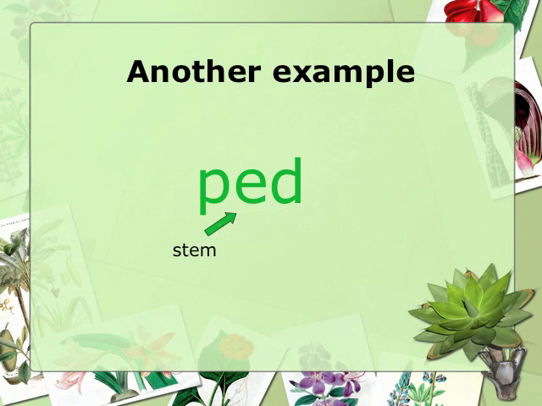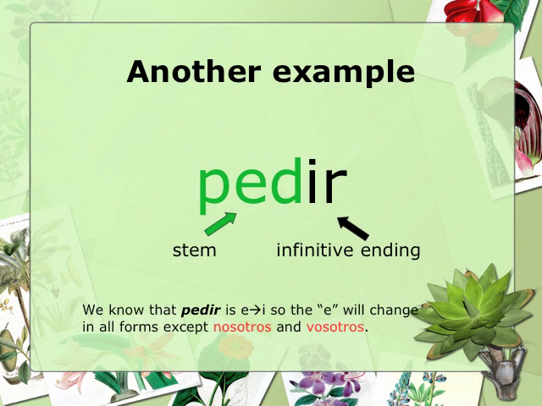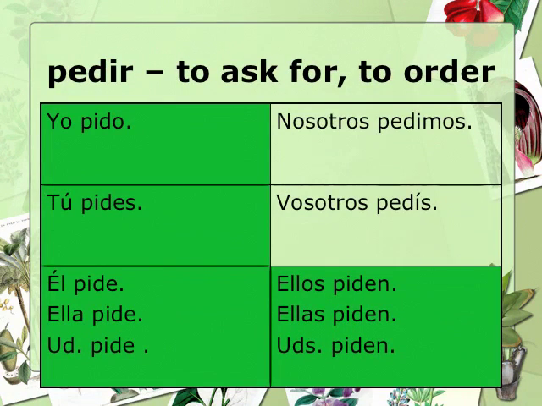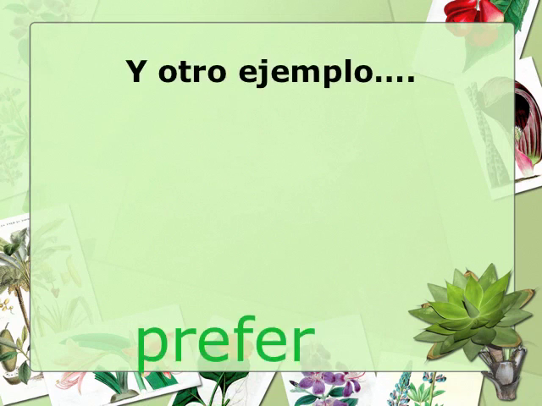And let's look at an E to I example. We have pedir. Like I said, E to I for all forms except nosotros and vosotros. Pido, pides, pide, pedimos, pedís, piden. Again, I did not change what's on the outside of my boot, the nosotros and vosotros. But all my other E's changed to I. And then I put my regular present tense endings onto my stem after I changed it.